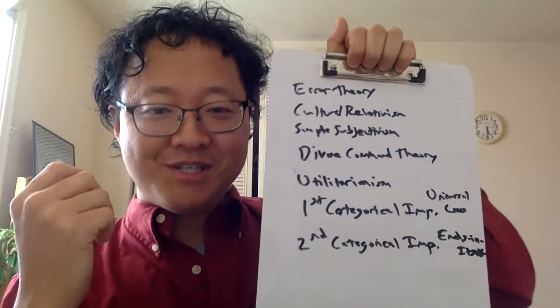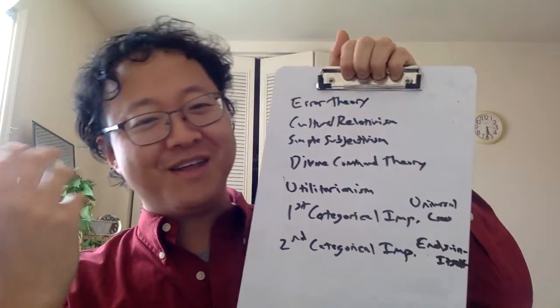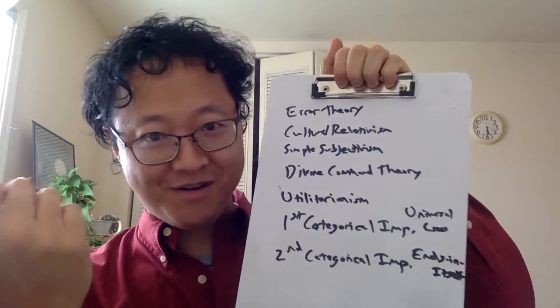One of our first questions was, are there objective moral truths? The next question was, if so, what are they? Now, to address these questions, we've gone and thought about a number of different ethical theories.